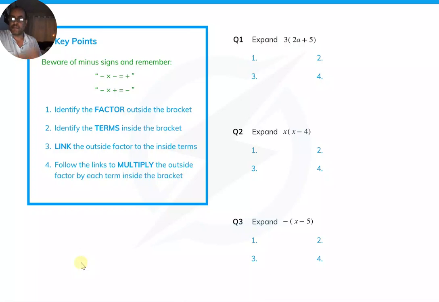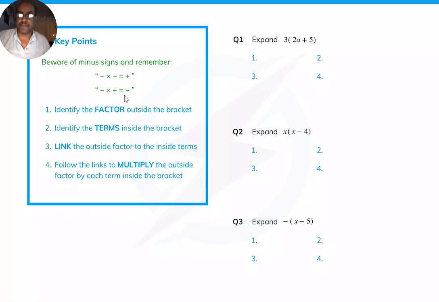Just before we start though, let's remind ourselves that minus signs are dangerous things, and if you're multiplying and you have minus times a minus, you always get a plus. And if you have a minus times a plus, or the other way around, a plus times a minus, you always get a minus. So, bearing that in mind, let's have a look at what we do.